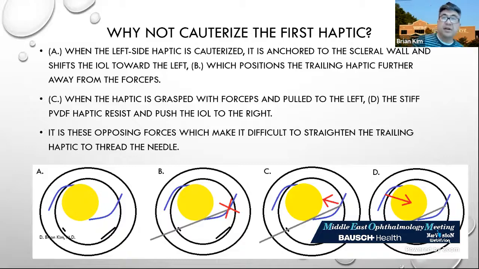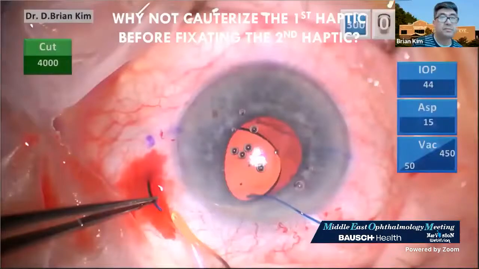As far as why not cauterize the first haptic, some people think, oh, I'm going to pull out the one haptic, cauterize it, and then do the other side. Well, the problem is if you, let's say on the left side haptic, you cauterize it, now it's anchored to the scleral wall. And so when you're trying to retrieve the trailing haptic and fixate it through the needle, the left side haptic is anchored to the scleral wall and it fights you. Again, those opposing forces make it difficult to straighten the trailing haptic to thread the needle.